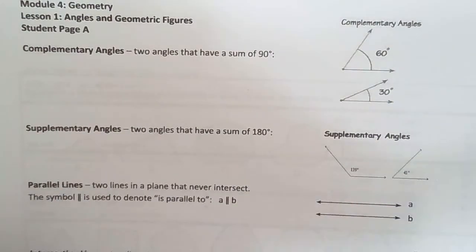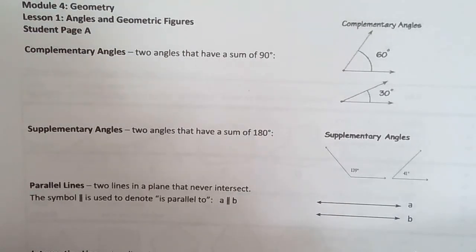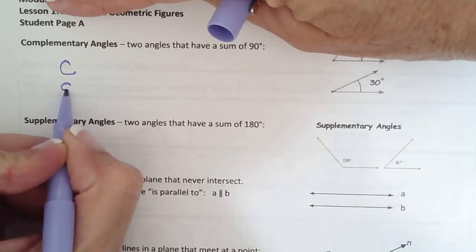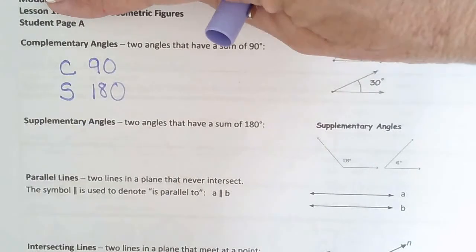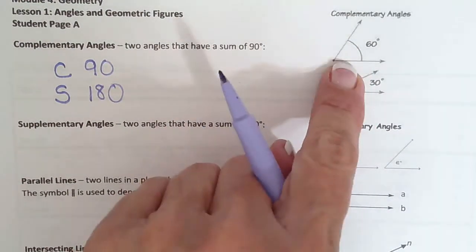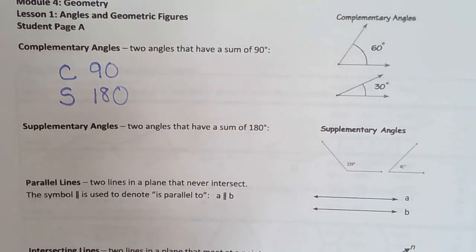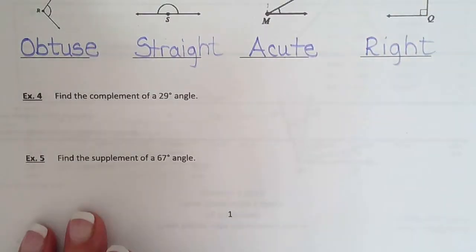So as a geometry teacher and as a geometry student, I'm like, how can I remember that? Well, I think C comes before S, 90 comes before 180. So that's how I remember the 2. So that's how I remember complementary, add to 90 degrees, supplementary, add to 180 degrees. So we need to know that little bit of info down here.